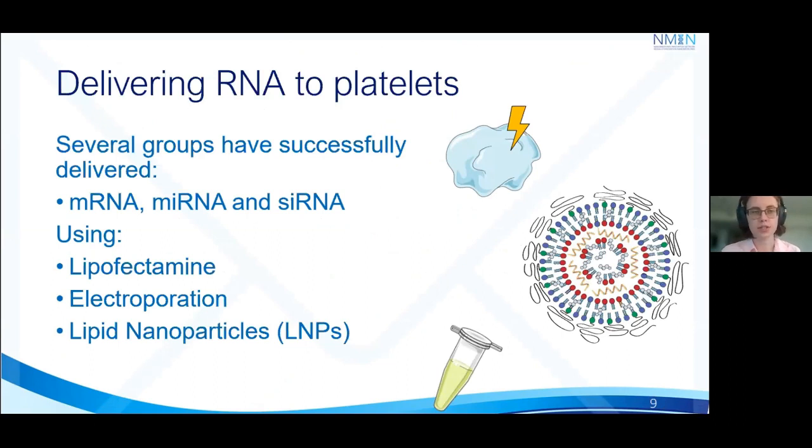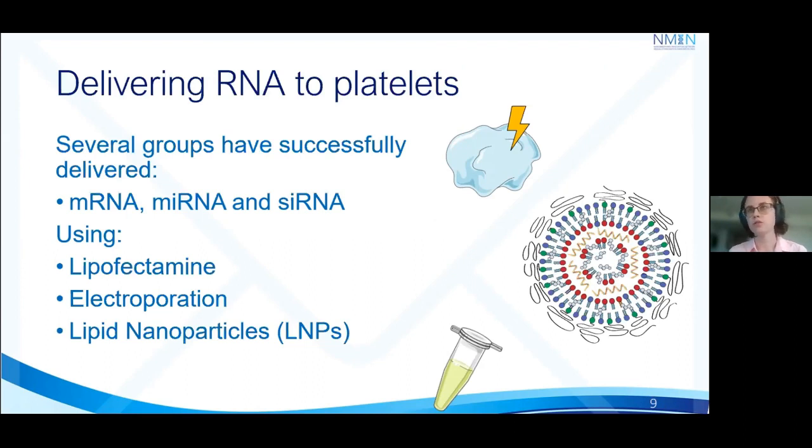Several groups have successfully delivered microRNA and siRNA to platelets using electroporation and lipofectamine. These techniques are great for delivering these small nucleotides because they're relatively stable. However, they're not as effective for messenger RNA. In addition, platelets are very easily activated, which is great if you're bleeding, but not so great if you're working with them on the bench. You end up with clots and other things forming in the tube, which is not really useful if you want to use this as a transfusible product.